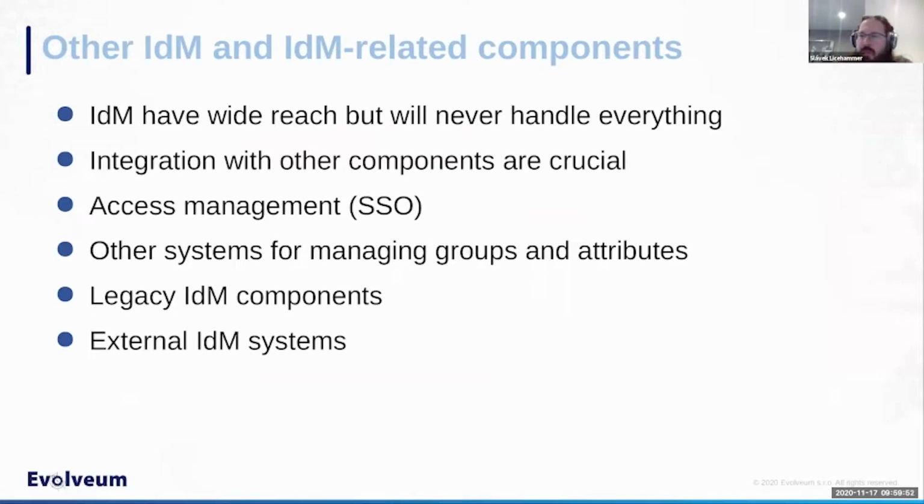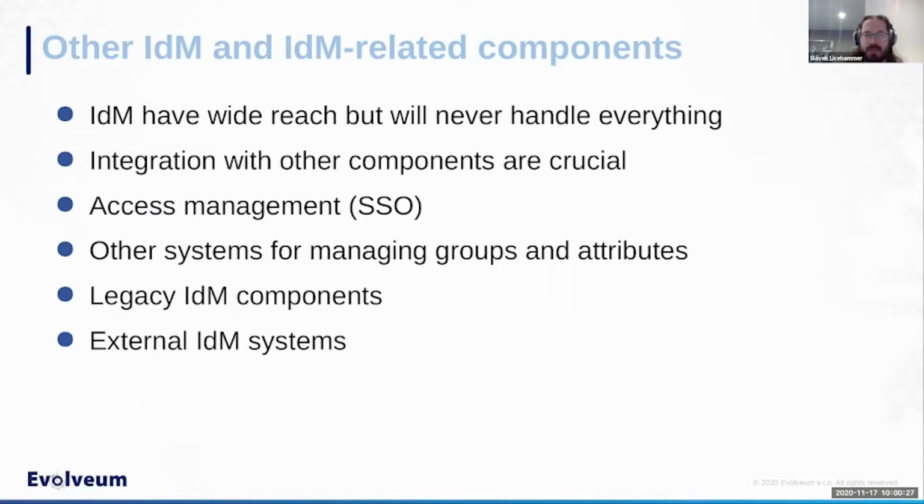And it's really natural, because one IdM, even if it's a really powerful system, usually cannot handle everything and shouldn't. So integration with other components is crucial. One of the great examples of this is access management. If you have a single sign-on solution, it's quite natural you will hook it to your identity management, but it's good to have identity management again as the central piece, which is used to feed the identities and attributes to the SSO system.